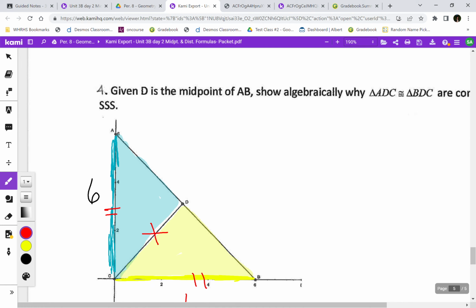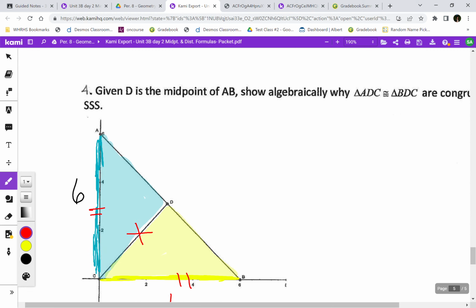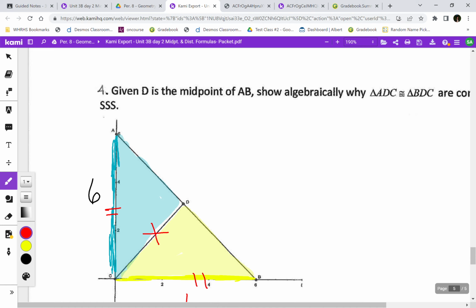All right, so now how are we going to do this? Given D is the midpoint of AB, show algebraically why triangle ADC is congruent to triangle BDC. So what I need to do is sort of a two-step process right now. I first need to find the coordinates for D. And if D is the midpoint of AB, can I find the coordinates using the midpoint formula? Absolutely. Point A is the point (0, 6). And isn't point B the point (6, 0)?